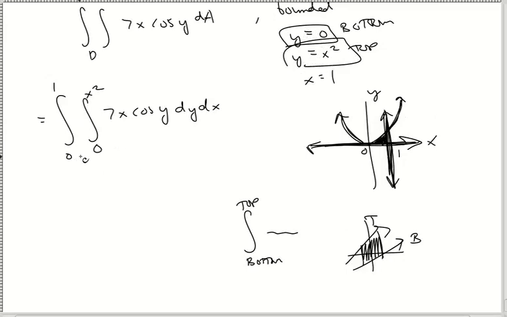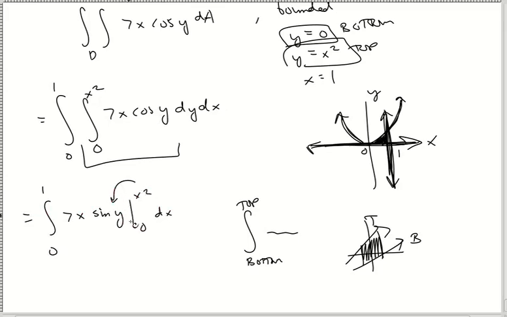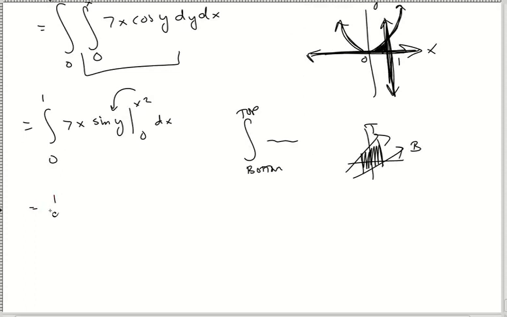All right, so integrating this in terms of y. Again, that's a cosine. Integrating goes to a sine, actually. When you plug in a 0, sine of 0 is 0, so that's not a big deal. Not worried about that. But we would get sine of x squared.